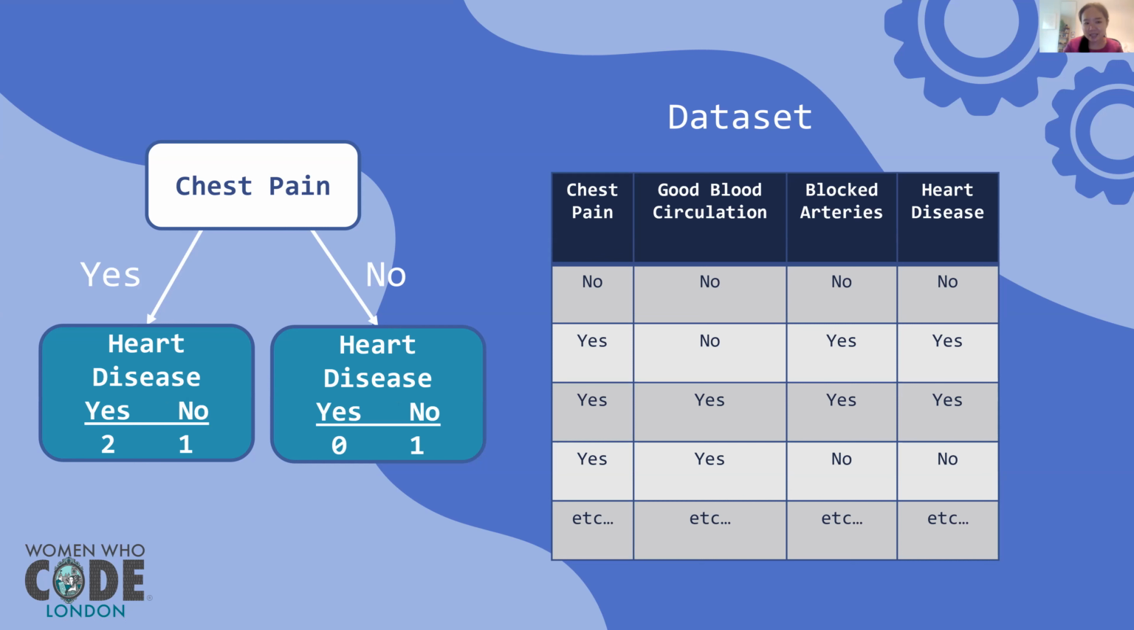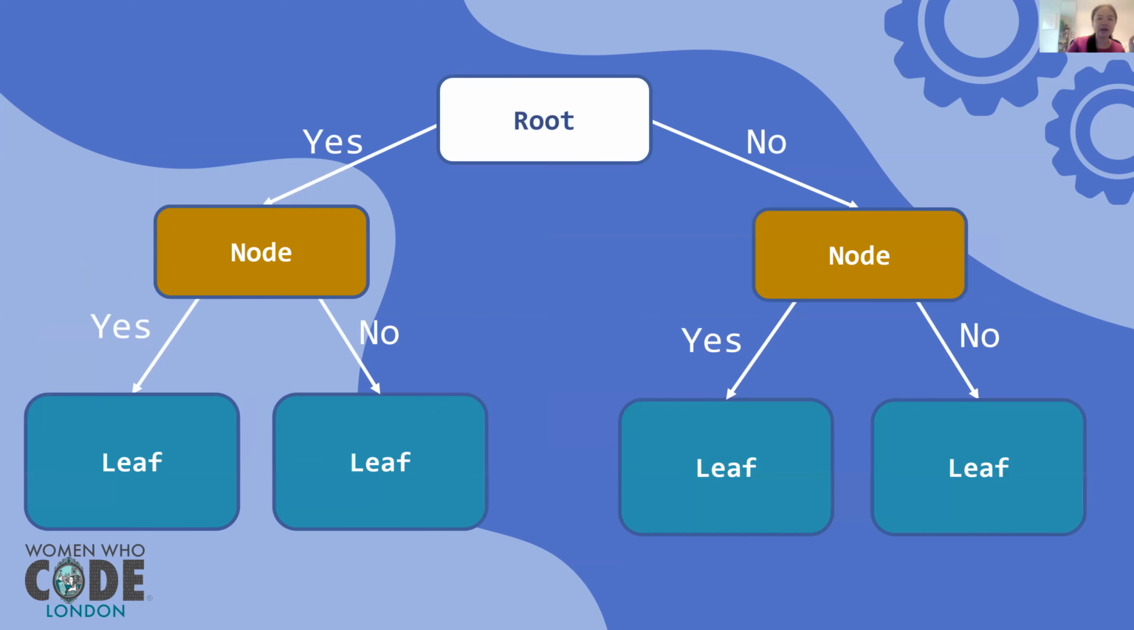Is that a yes? Okay, 2 votes for the yes and 1 vote for the no. And if this person doesn't have chest pain, the chance of heart disease in this data set is 0 yes and 1 no. So in this case, you keep continuing with different types of conditions.